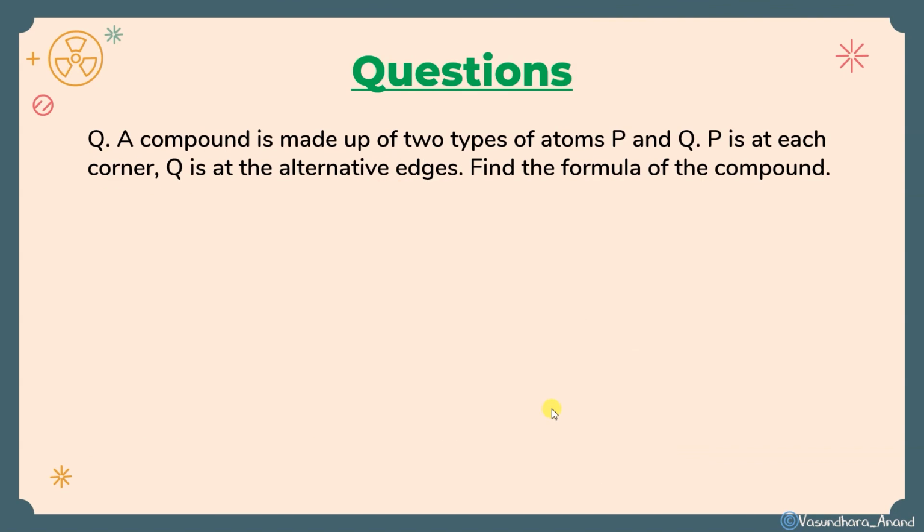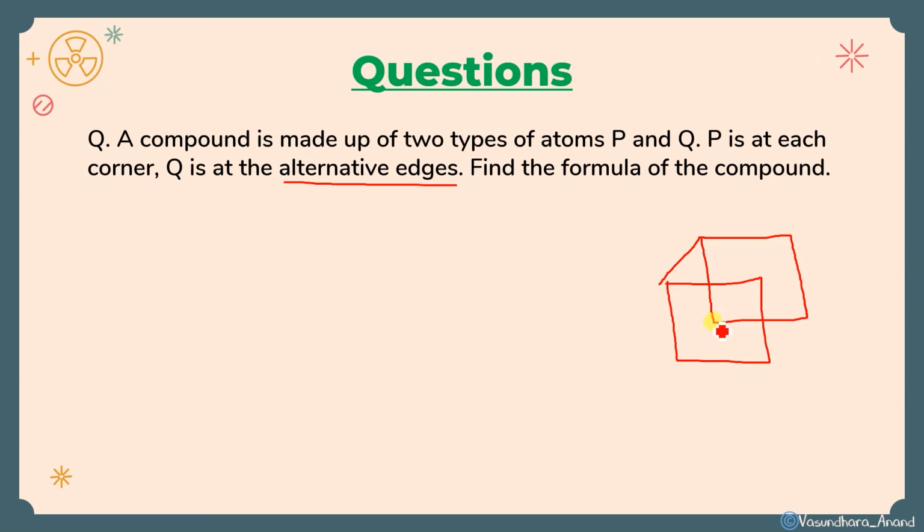And the next question is, a compound is made up of two types of atom, P and Q. P is at each corner, Q is at alternative edges. So think of it. P is quite clear, that is 1. Q is at alternative edges. If we talk about alternative edges, it will always be 4. You have to remember this. Let me draw this. If I'm talking about alternative faces, it will be 2, and if we talk about alternative edges, it will always be 4.